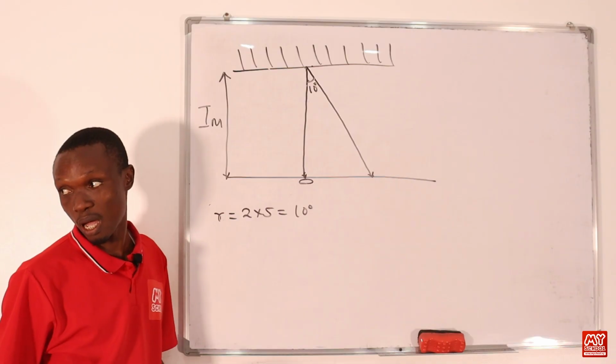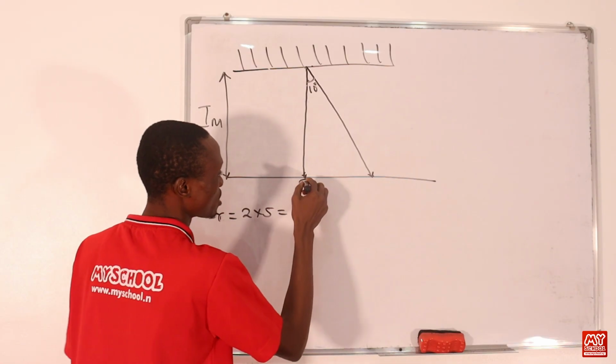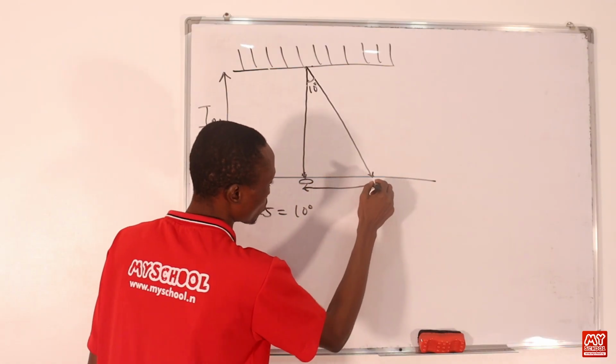So in this question, we are asked to calculate the displacement of the spot, which is the distance from the initial position of the spot to the new position of the spot.